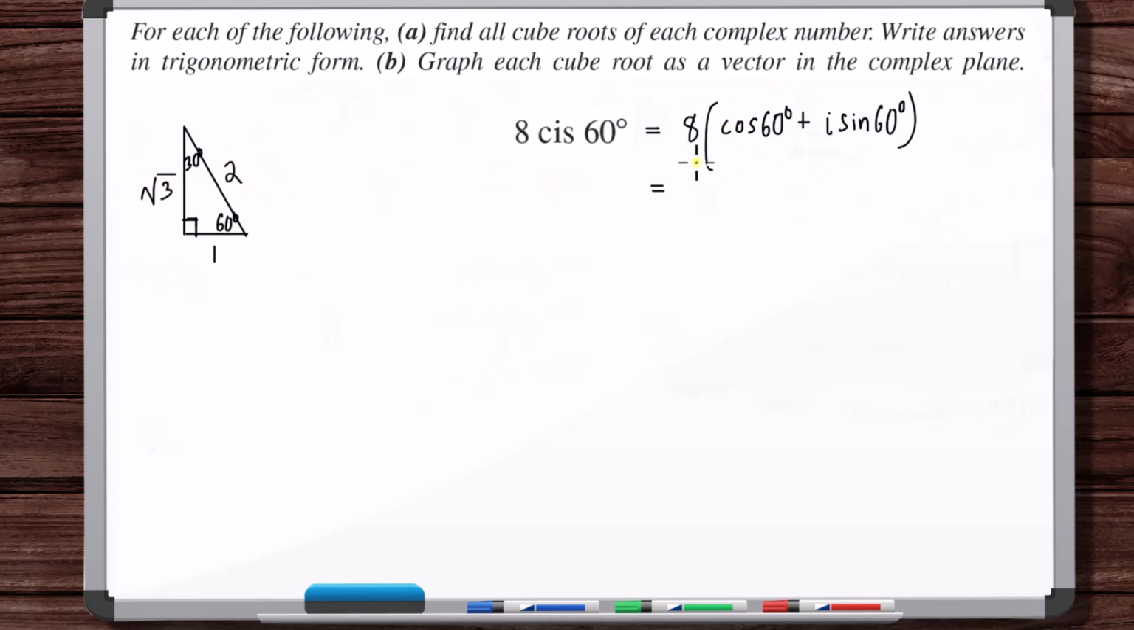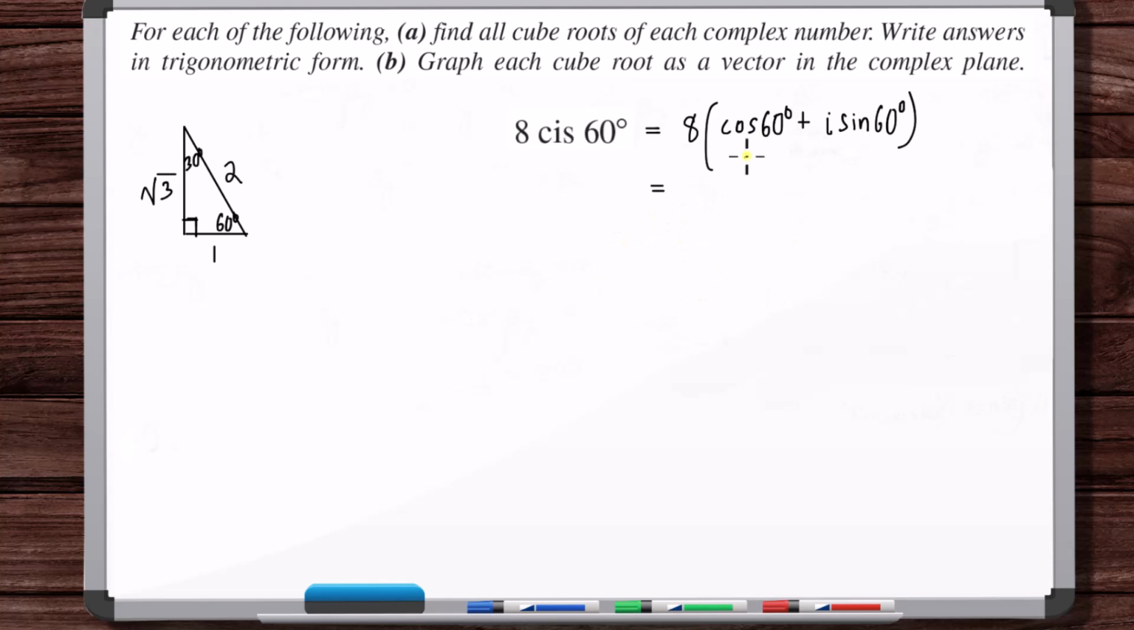Just FYI, we don't have to put this in rectangular form. We do roots and powers in polar form. I'm just doing this because I think it's illustrative to see you starting at the rectangular form and ending at the rectangular form. But technically, we didn't have to do this.